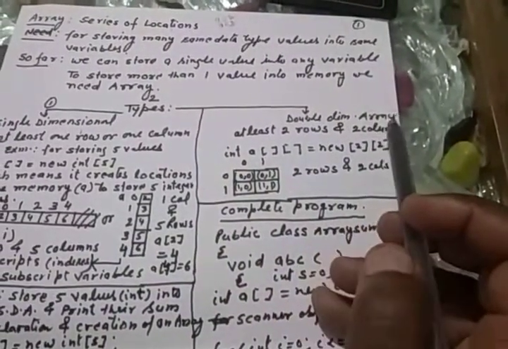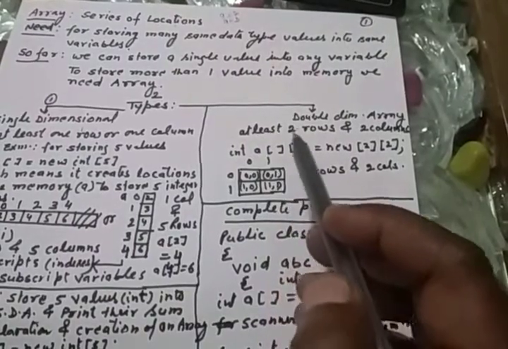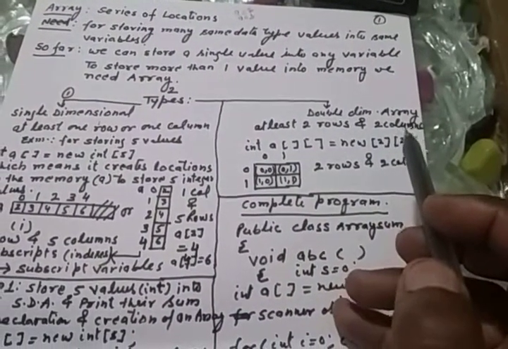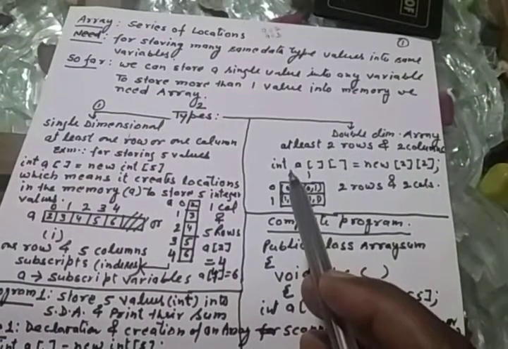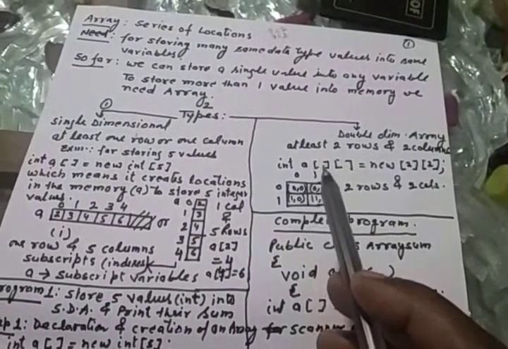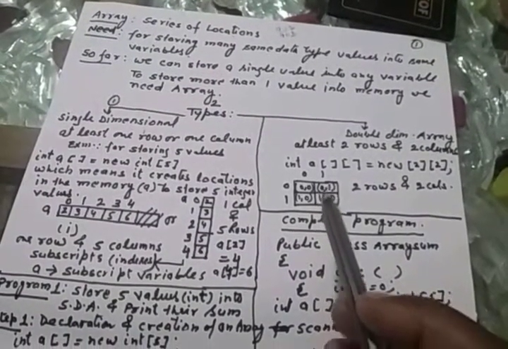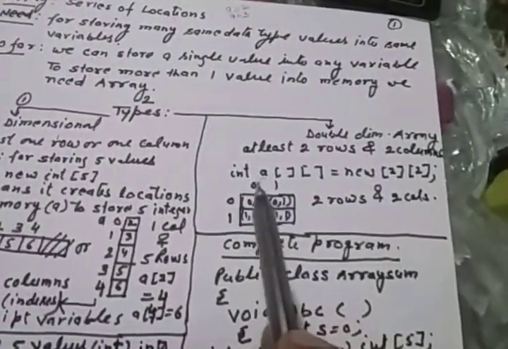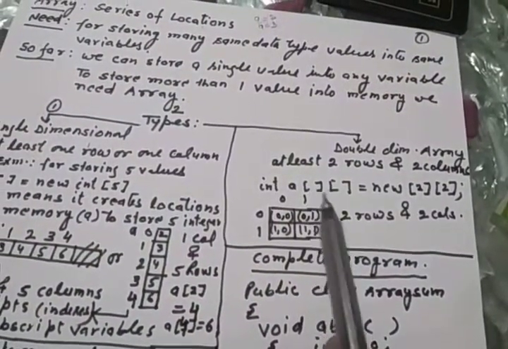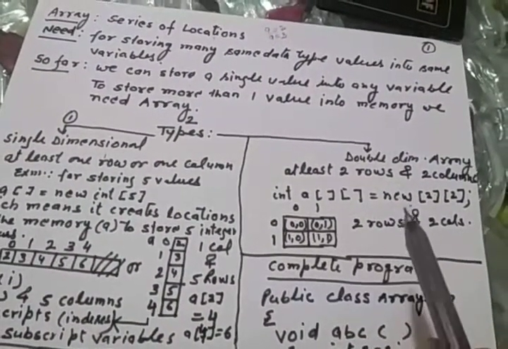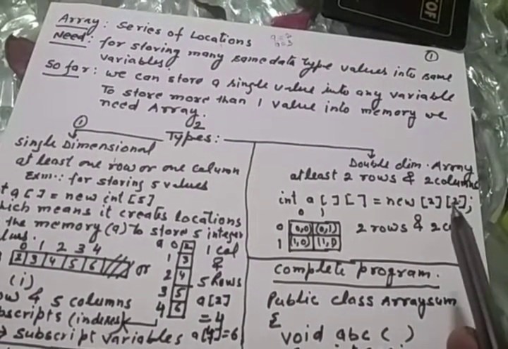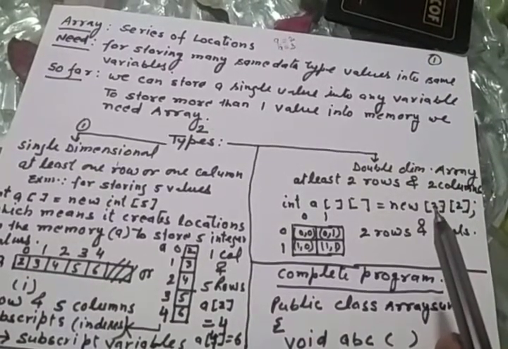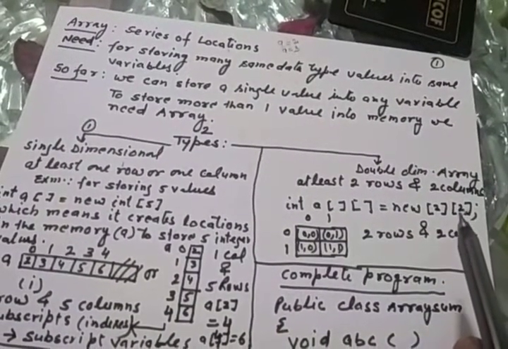Okay. Now move. What is double dimension array? There must be at least 2 rows and 2 columns. You have studied about matrices. So if we have to create 4 locations, 2 rows and 2 columns, then we will write the statement in such a way: int a[][] = new int[2][2]. In the first bracket 2, in the second bracket 2.